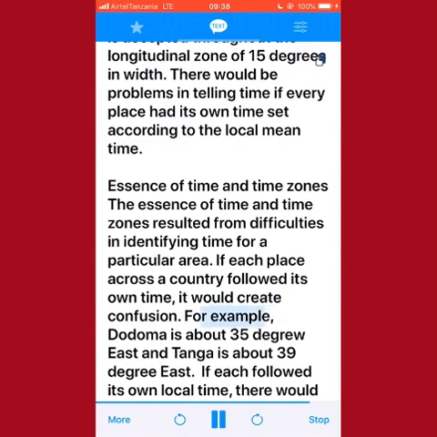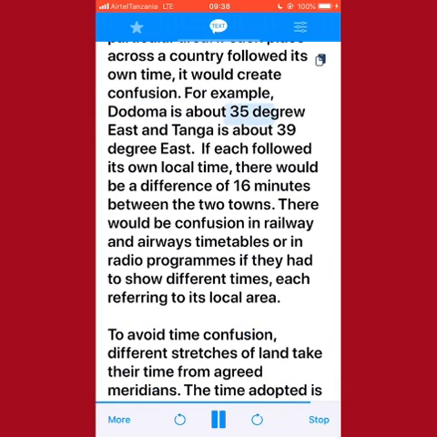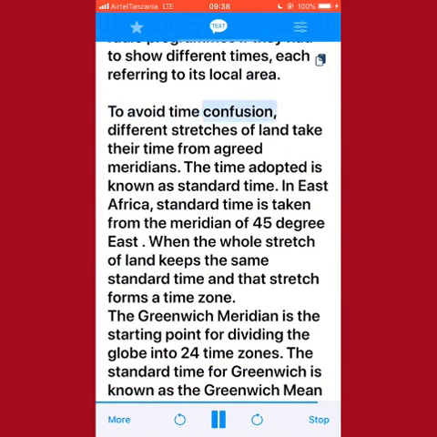For example, Dodoma is about 35 degrees east and Tanga is about 39 degrees east. If each followed its own local time, there would be a difference of 16 minutes between the two towns. There would be confusion in railway and airways timetables or in radio programs if they had to show different times, each referring to its local area. To avoid time confusion, different stretches of land take their time from agreed meridians. The time adopted is known as standard time.